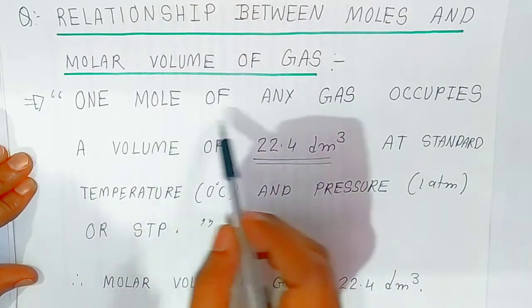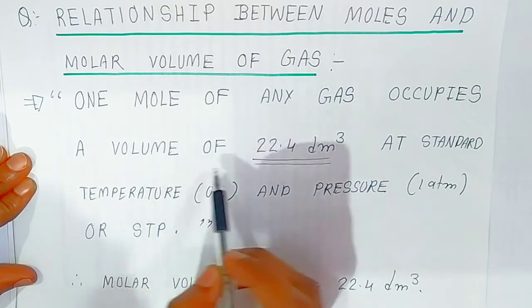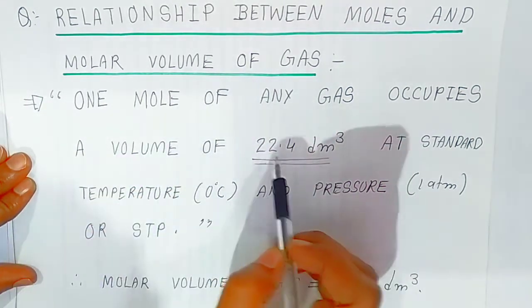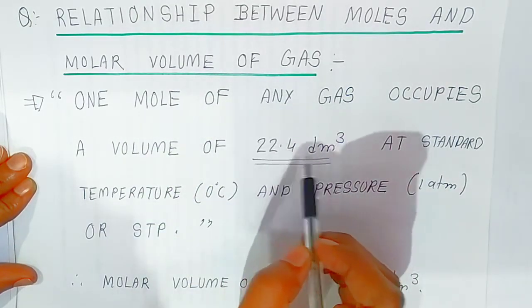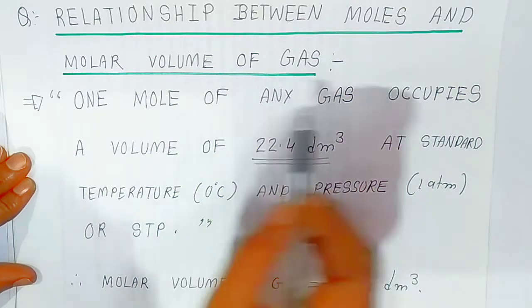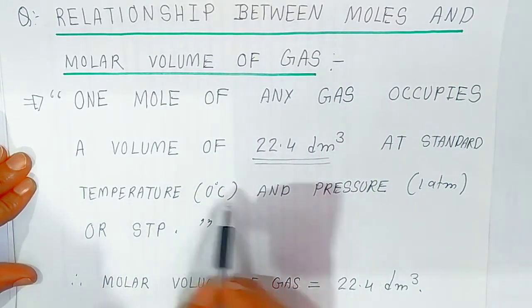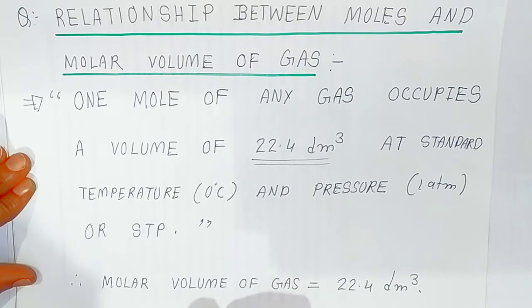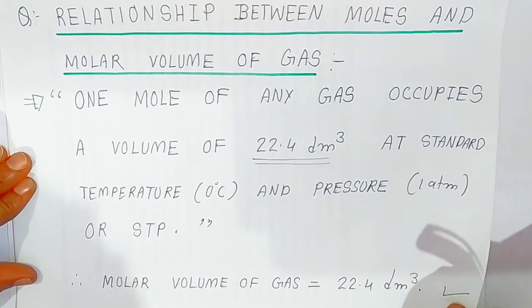1 mole of any gas, whether it is hydrogen, nitrogen, whatever gas it is, students, occupies a volume of 22.4 dm3, that is 22.4 liter. 1 mole corresponds to 22.4 liter volume. 1 mole of gas corresponds to 22.4 liter at standard temperature and pressure. So standard temperature is 0 degrees Celsius, pressure is 1 atmosphere. Molar volume of any gas equals 22.4 dm cube. This is very important, students.